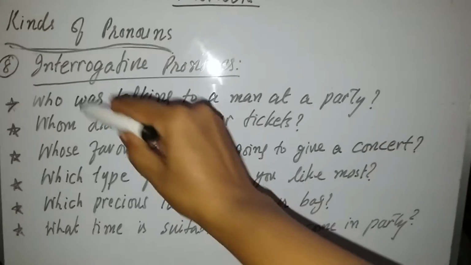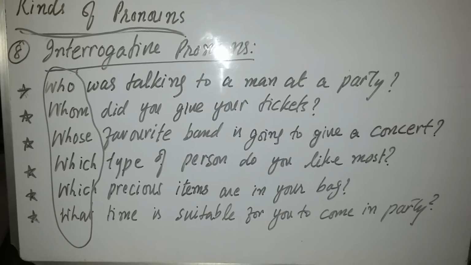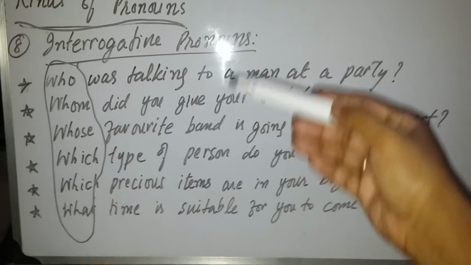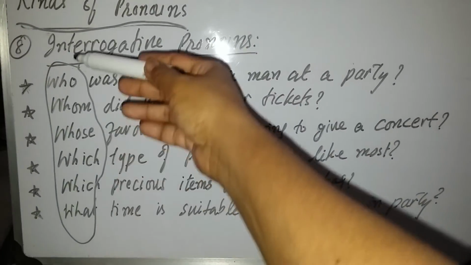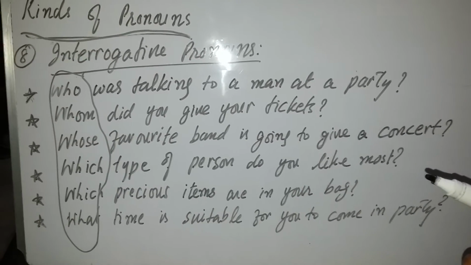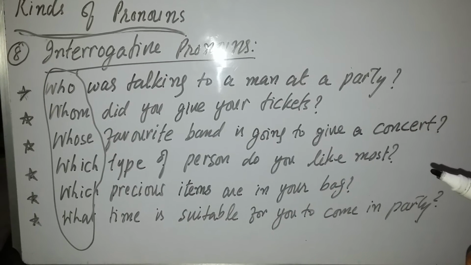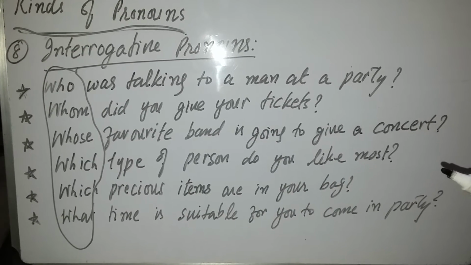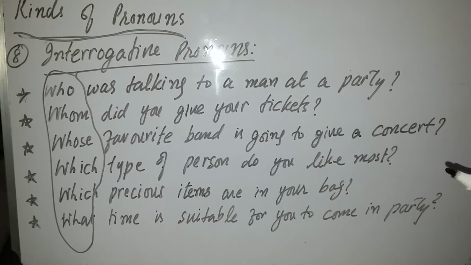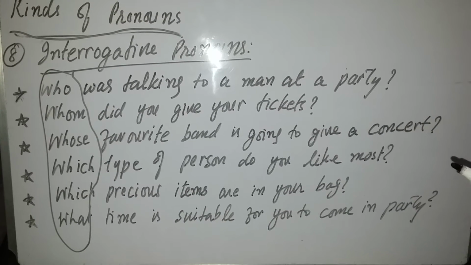Now look at all these words written at the beginning of the sentences. These are all interrogative pronouns because they are used for asking questions, and when you answer these questions you will use a noun instead of all these words. That's why they are called pronouns. Who was talking to a man at a party? Ali was talking to a man at a party. Whom did you give your tickets? I gave my tickets to Asma. Instead of whom, I used Asma. Whose favorite band is going to give a concert?